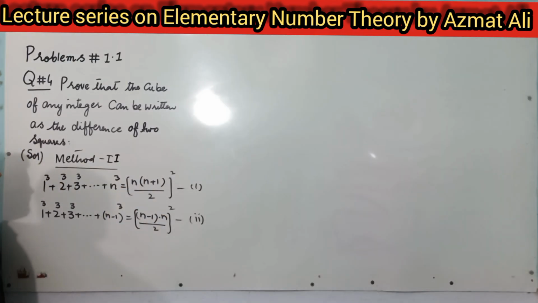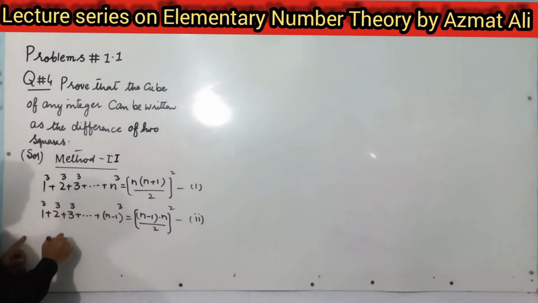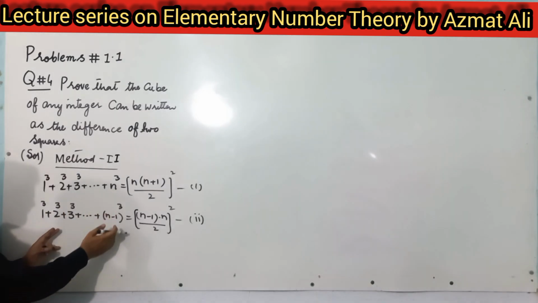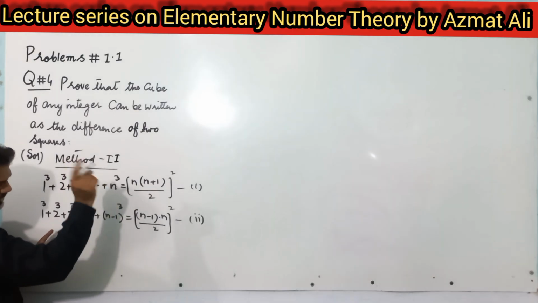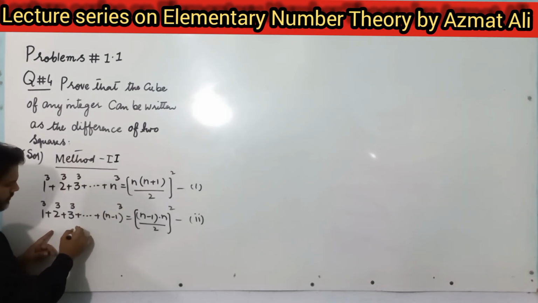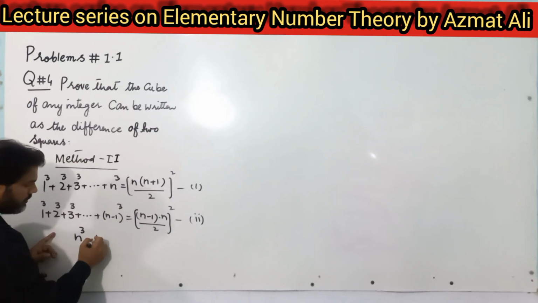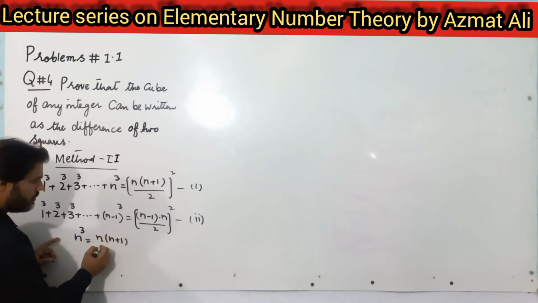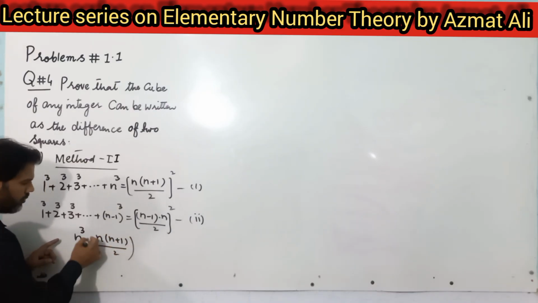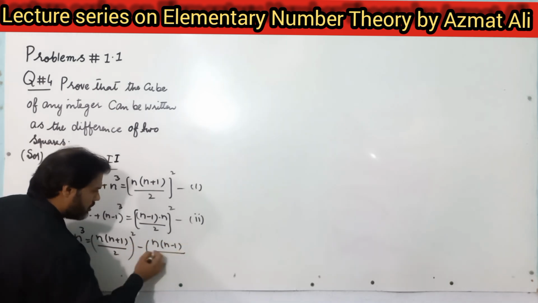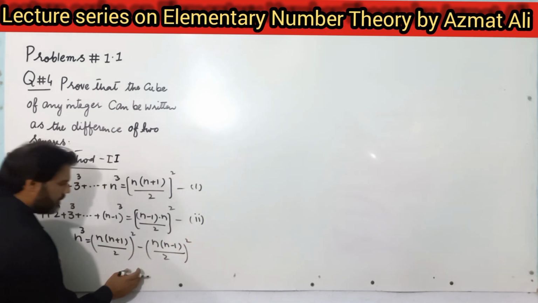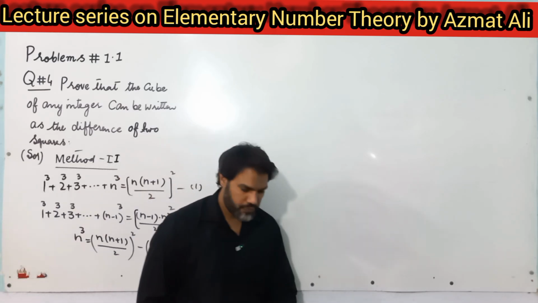Now subtracting 2 from 1, on the left hand side we have only one term, that is n cube. This is equal to [n into (n plus 1) over 2] whole square minus [n into (n minus 1) by 2] whole square. That is the same as previous.